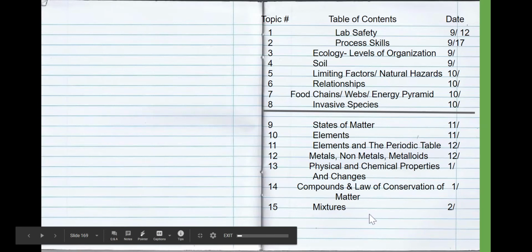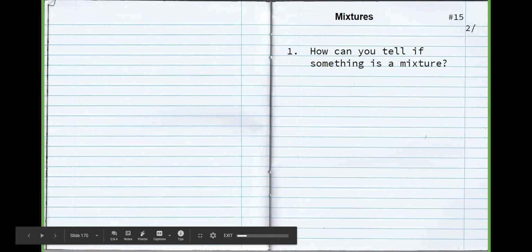Today we're going to cover topic number 15, mixtures, and you can go ahead and add this under your table of contents. And that's topic number 15, mixtures, and today's date. You can turn to that next available page you have on the right-hand side.